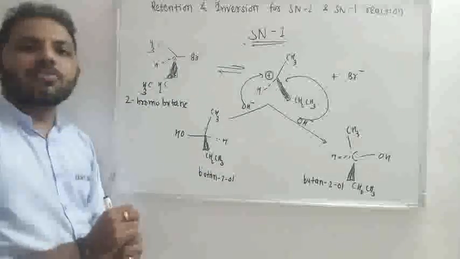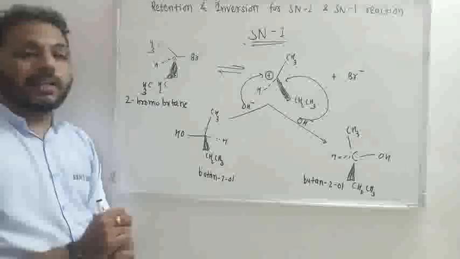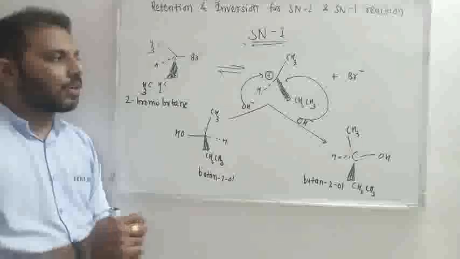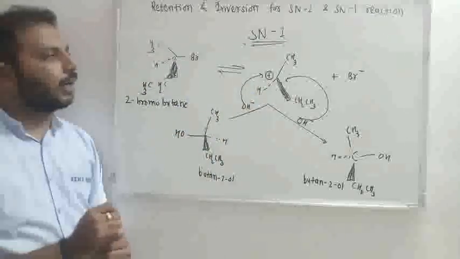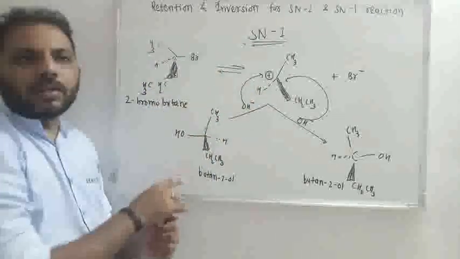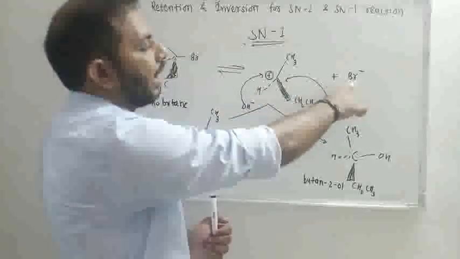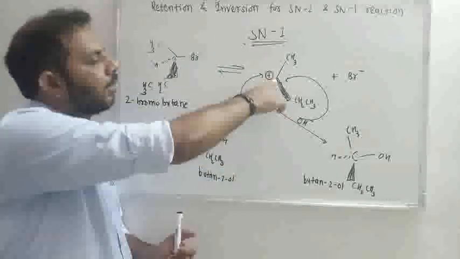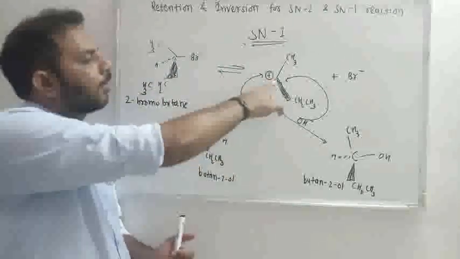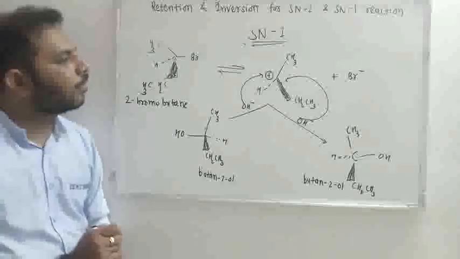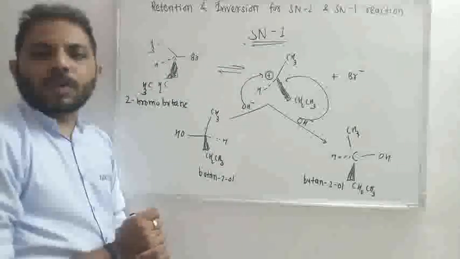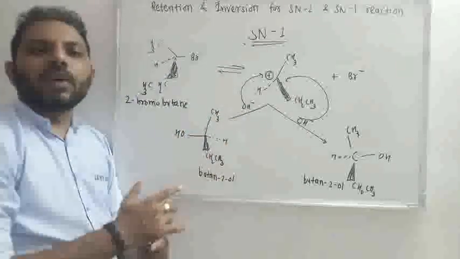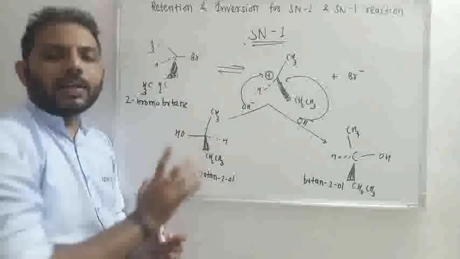Now, as we know, in the SN1 reaction the first step is the formation of a carbocation. In a protic solvent, the halide ion is released. So bromine is released, and after its release, the carbocation is formed. So in the first step, the carbocation is formed. Now, after formation of the carbocation, OH minus or any other nucleophile will attack the carbocation, right?